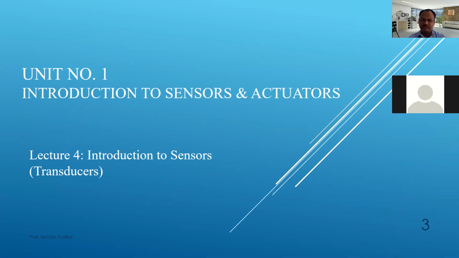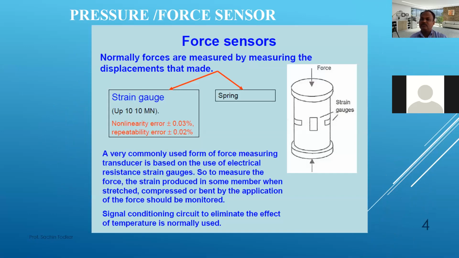So this is lecture number 4, Introduction to Sensors, and in this lecture we are going to see force sensors, that is force transducers, different kinds of force sensors, and pressure sensors. Normally forces are measured by measuring the displacement that has been developed in that particular phenomenon. So we are going to use strain gauges, and a very commonly used form of force measuring transducer is based on the use of the electrical resistance strain gauge.